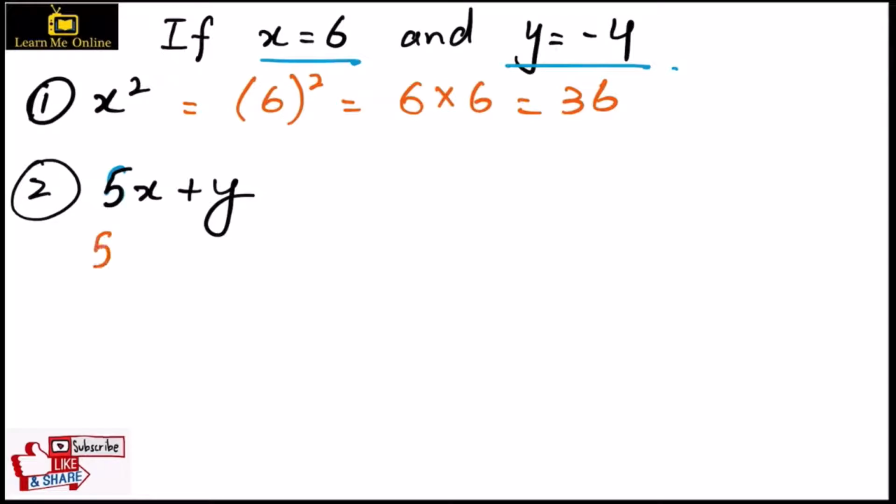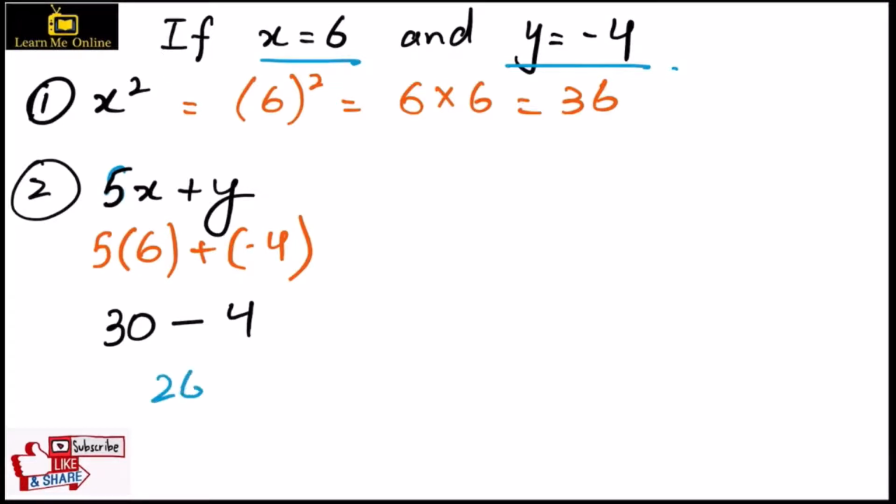So 5 stays as a 5. As I said, every value which you are substituting, write it down in a bracket. So 5 times 6, and then plus, and the other value is minus 4, which you write in a bracket. You do the multiplication first. So 5 times 6 makes 30, which will go here. Positive and negative: when you multiply the positive and the negative sign together, you would have negative, and there's a plus minus 4 then. So 30 minus 4 would be 26. This is your simplified answer.